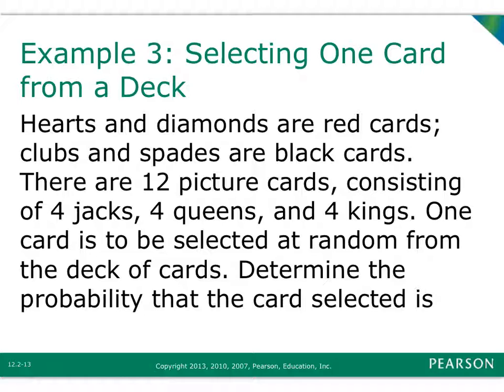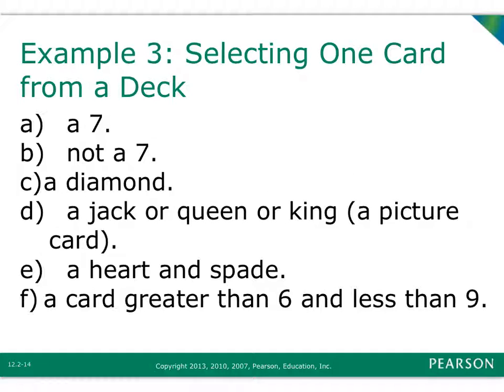Determine the probability that the card selected is a 7, not a 7, a diamond, a jack or queen or king, a heart and spade, a card greater than 6 and less than 9.